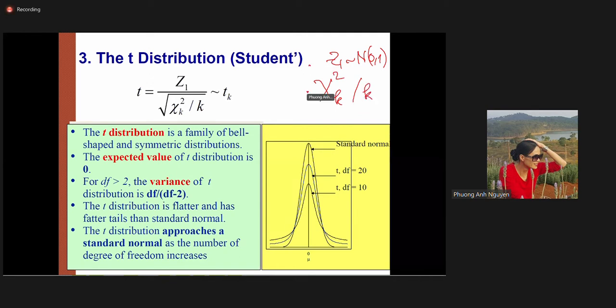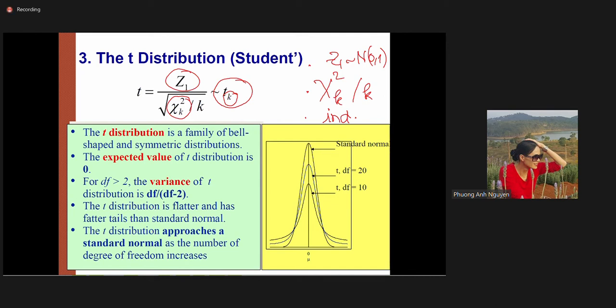And we also suppose that Z and the chi-squared random variable are independent. Then you take the ratio of Z to the square root of the chi-squared random variable divided by k, its degrees of freedom. The result will follow a t distribution with degrees of freedom k. So again, k is the parameter determining the form of the distribution.